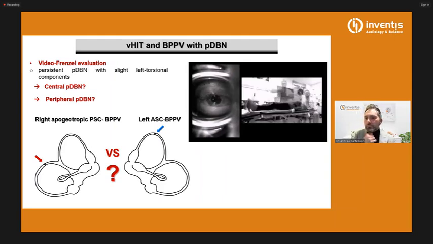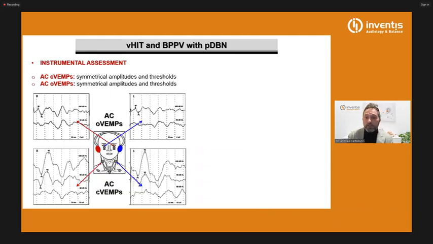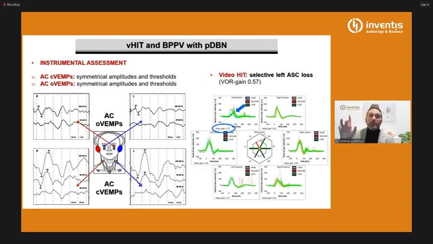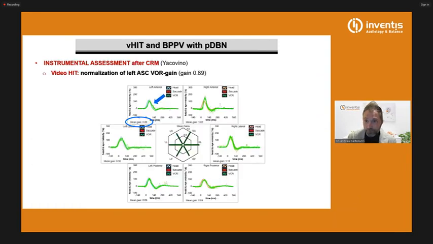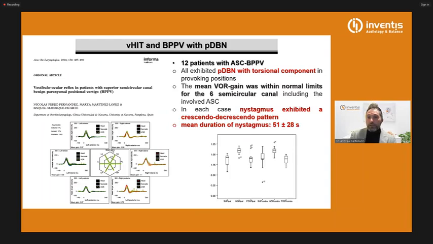So we can measure with the video head impulse test what happens. You can see here that I performed a Jacobino maneuver because I knew that it was an anterior canal. Why? Because ocular VEMPs and cervical VEMPs were symmetrical, but there was a tiny reduction of the left anterior canal at the video head impulse test. So we performed a Jacobino maneuver, and after a few Jacobino maneuvers, everything recovered. So we have a normalization of the left anterior canal video gain.